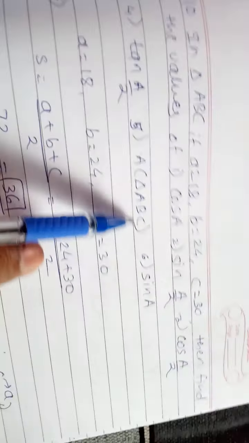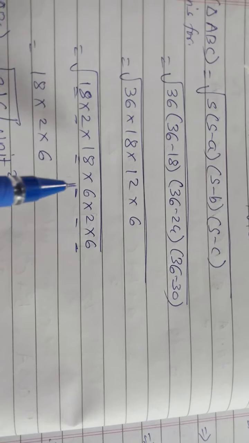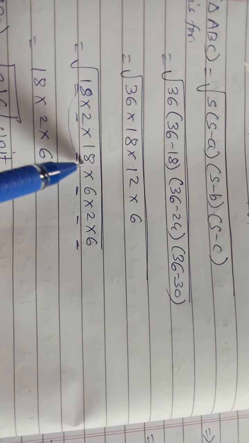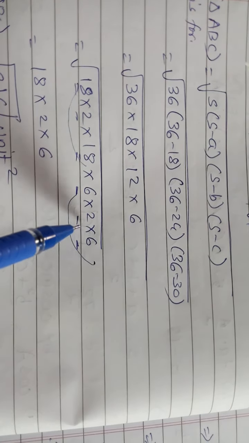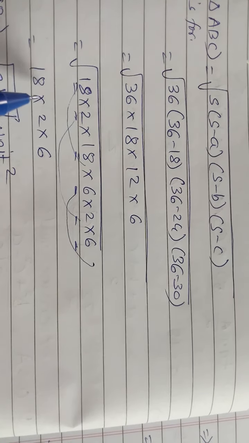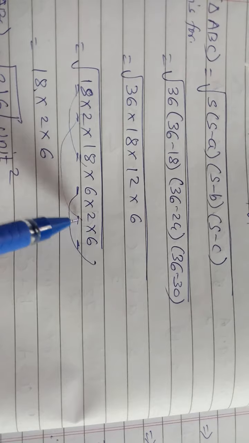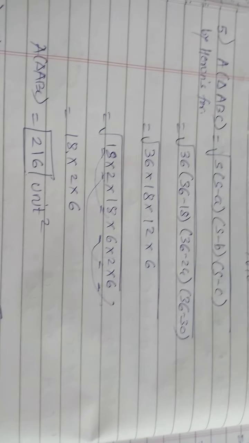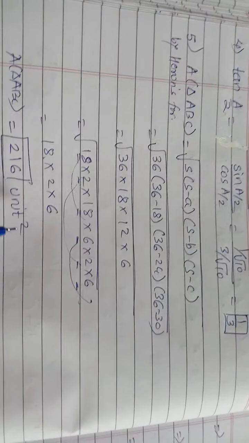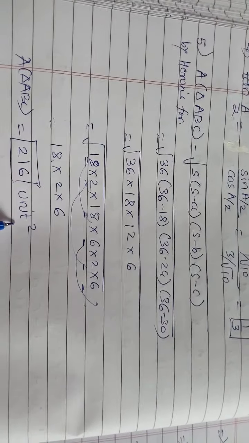So I have written here the factors of 36, that is 18 twos are, 18 is as it is, 6 twos are, and 6 as it is. So find the pairs. So 18 for 2 times, 6 for 2 times, and 2 for 2 times. So we have to write it for 1 time, that is 18, then the 2 and then 6. So the answer is 216 unit square, since it is an area. So we have to write down the unit square.